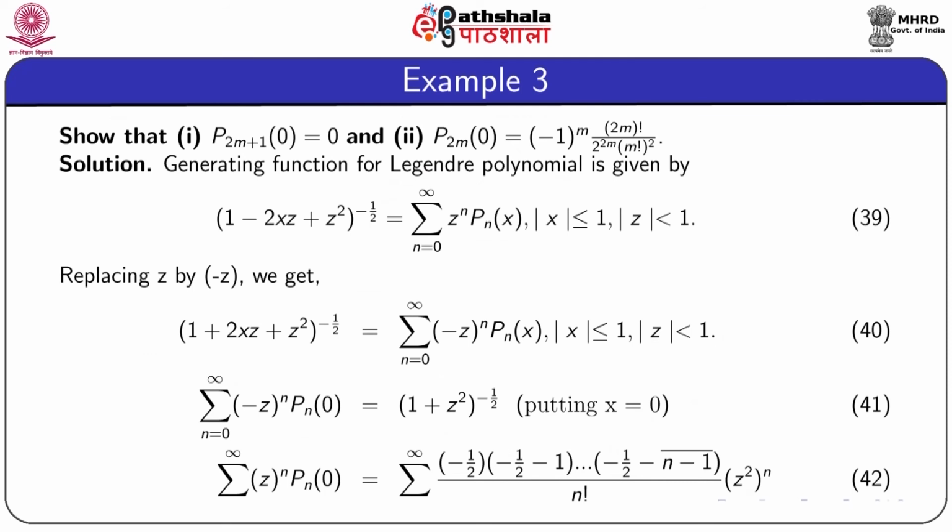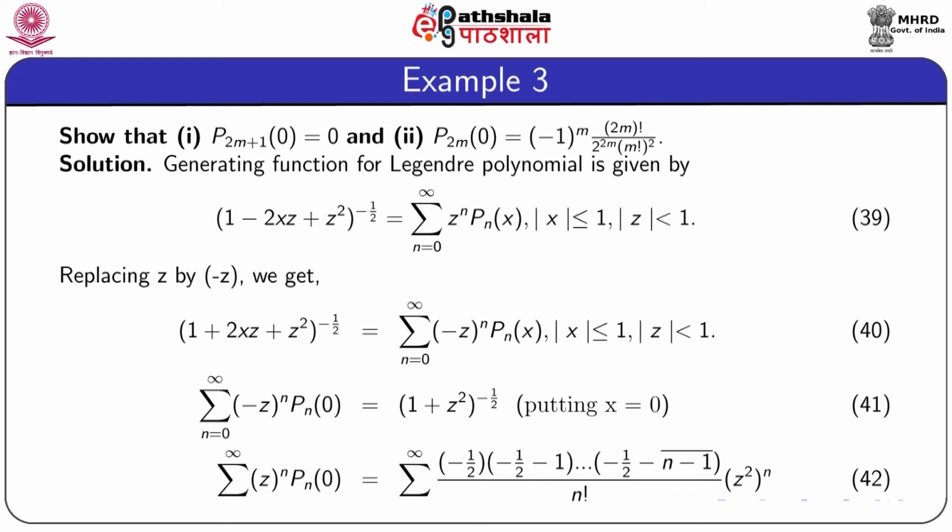Our next example, we have to show that P_{2m+1}(0) = 0 and P_{2m}(0) is equal to (-1)^m (2m)! divided by 2^m (m!) squared.